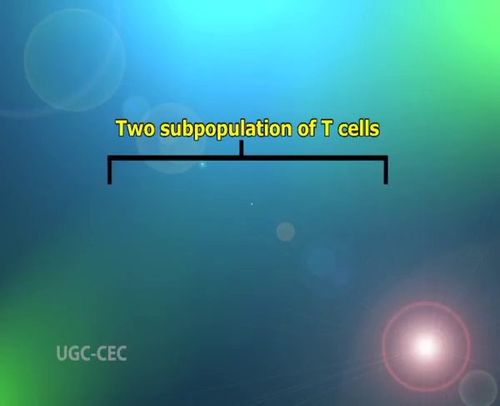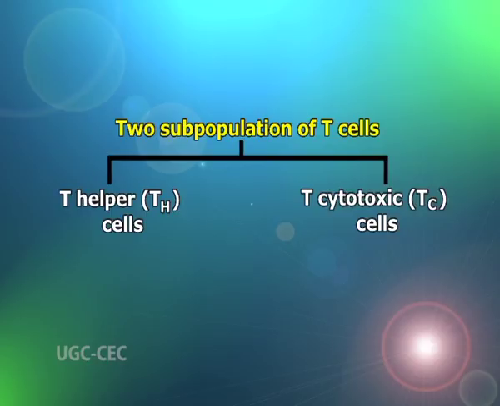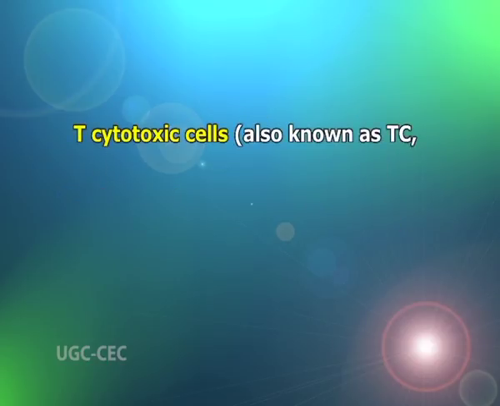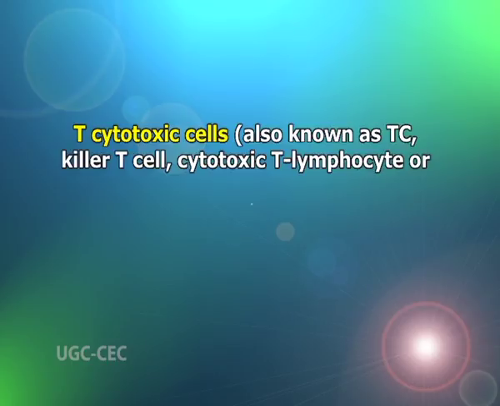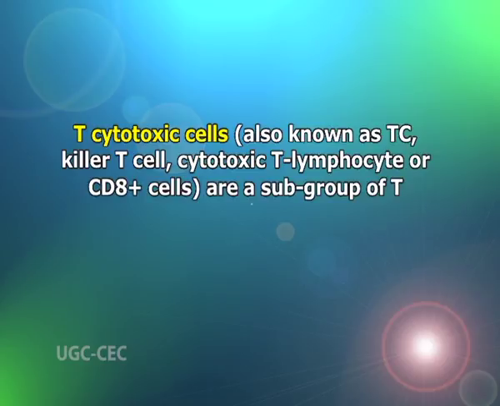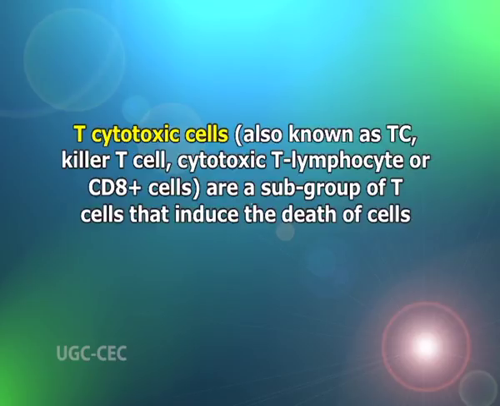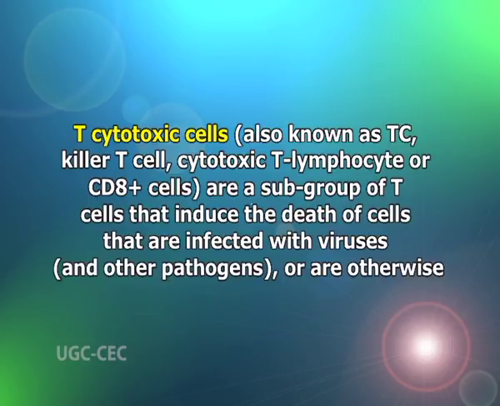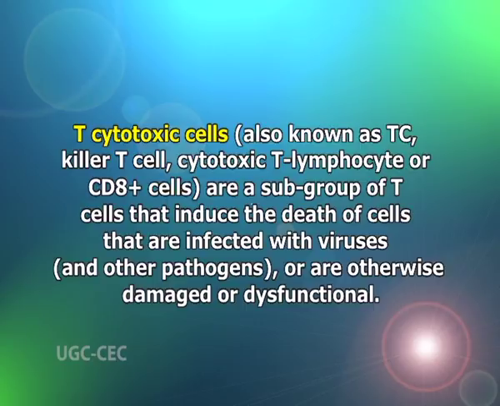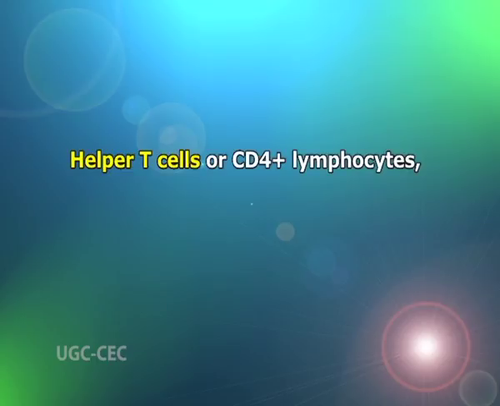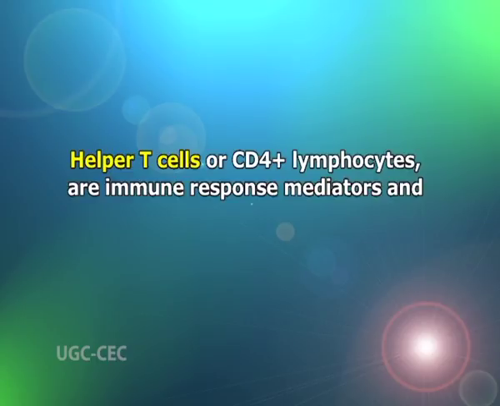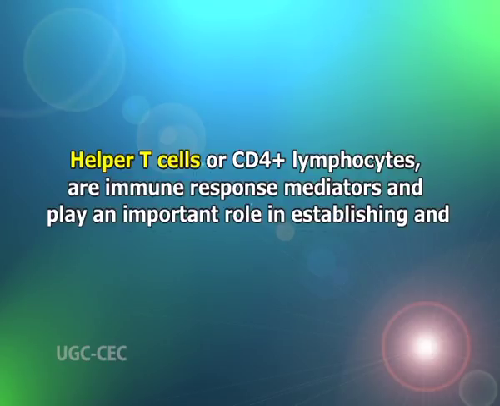There are two subpopulations of T cells, T helper, that is Th cells, and T cytotoxic, that is Tc cells. T cytotoxic cells, also known as Tc, killer T cell, cytotoxic T lymphocyte or CD8 plus cells, are a subgroup of T cells that induce the death of cells that are infected with viruses and other pathogens or are otherwise damaged or dysfunctional.